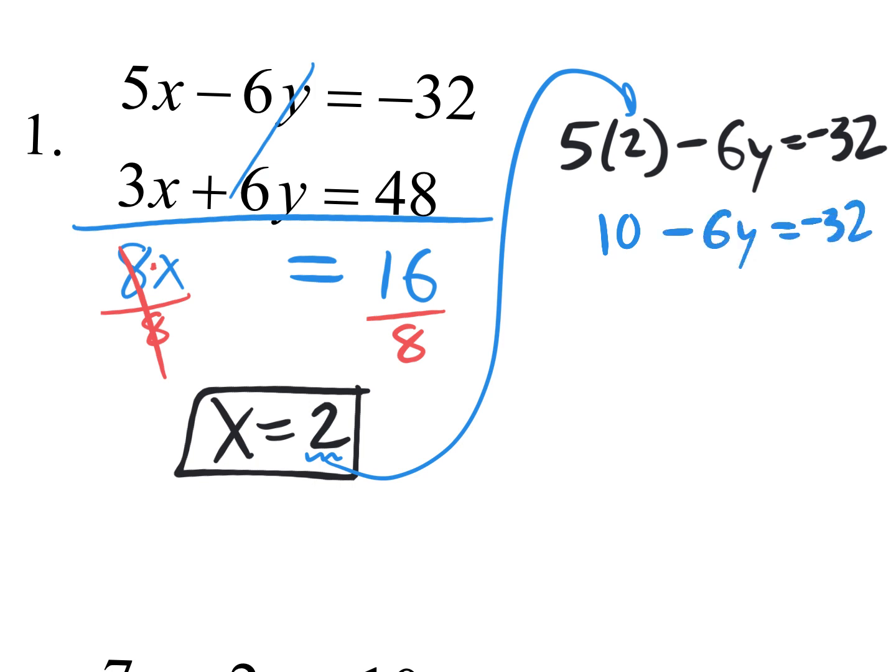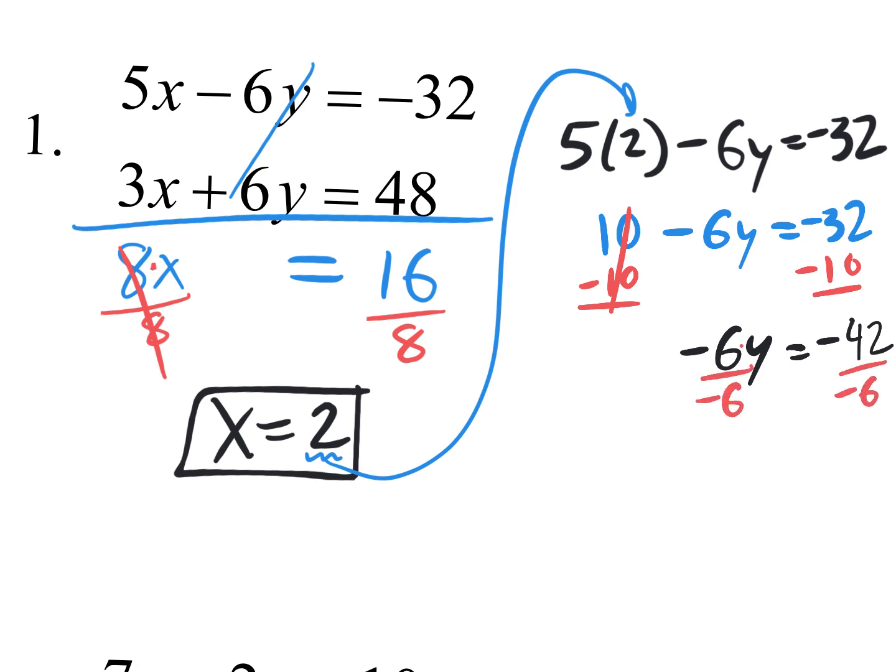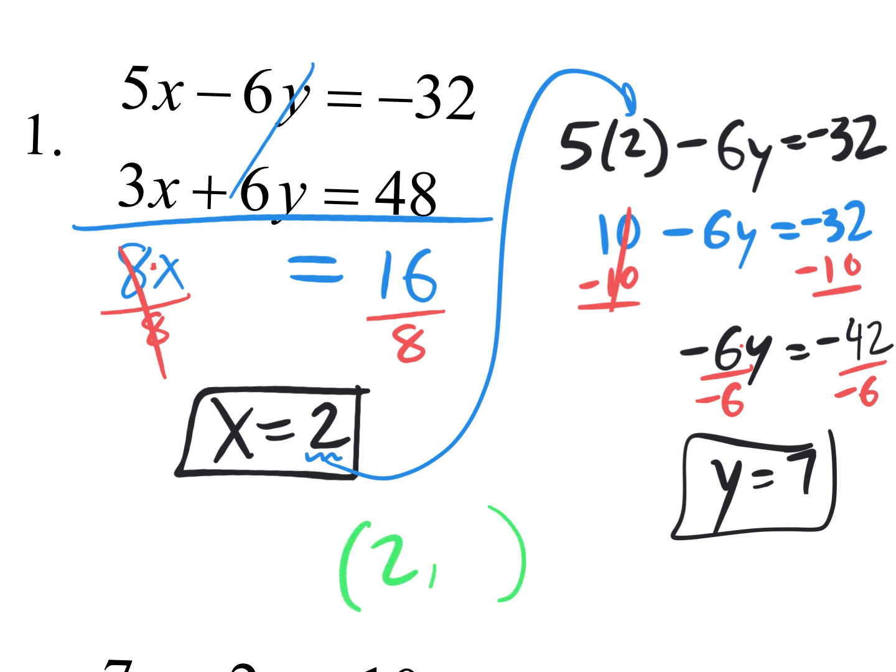You want to solve for y, what do I get rid of? 10. Subtract 10, cancels out, subtract 10. We end up with a negative 6y equaling a negative 42. Final step is to get rid of that multiplication of -6 by dividing by -6, and we will get y equals 6 times 7 is 42. A negative divided by a negative is a positive. Y equals 7. So your answer, 2 is x, 7 is y. The coordinate 2, 7.